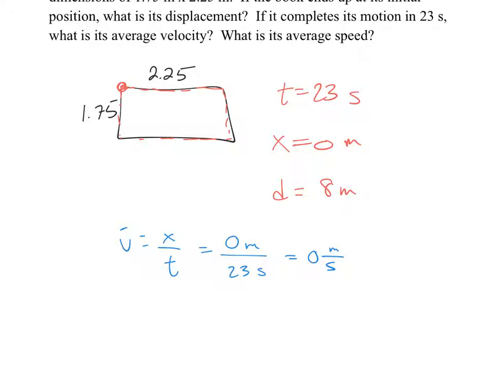But the average speed is going to be your distance over time, which is going to equal 8 meters over 23 seconds, or approximately in this case 0.35 meters per second.